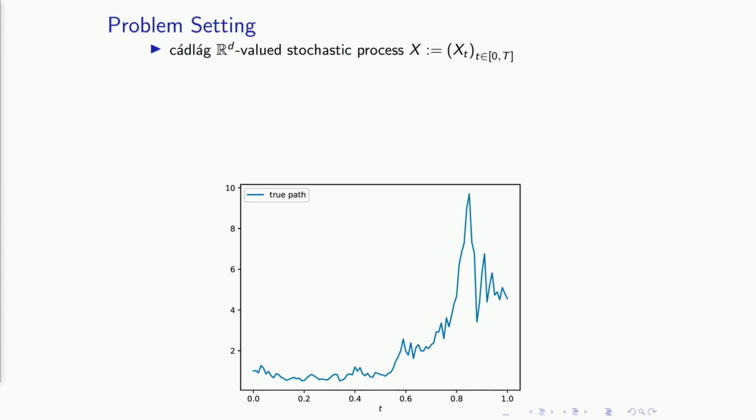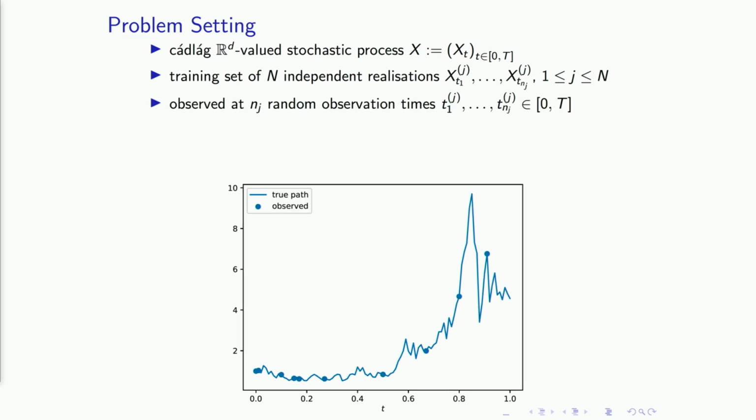So we look at some càdlàg R^d-valued stochastic process X, and of this process, we assume to have a training set of n independent realizations, x_{t_1} up to x_{t_j}, where the observation times are randomly sampled in a time interval, and also the number of observations can be random. So for each realization of this process, it can be a different number of observations. And you see, for example, here in this picture, the blue path would be the underlying process, so one path of it, and the blue dots is what we actually observe.